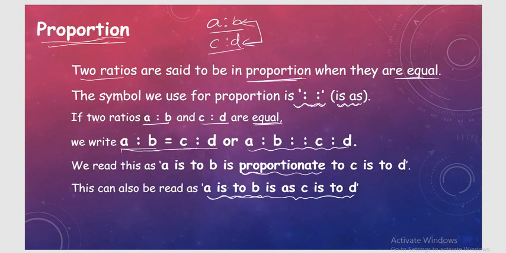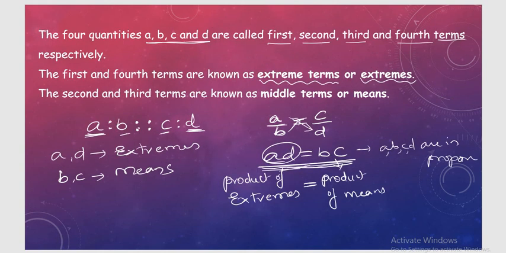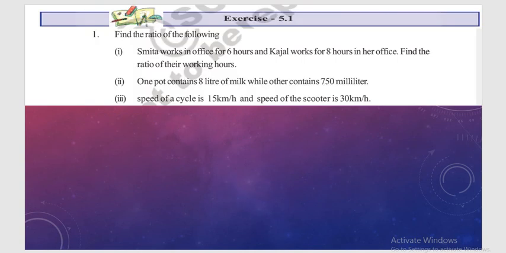Next, we have discussed proportion. These are all the things we need to keep in mind while solving the problems related to exercise 1 of this particular chapter, right? Now let us move on to exercise 5.1. In exercise 5.1, question number 1 is given.